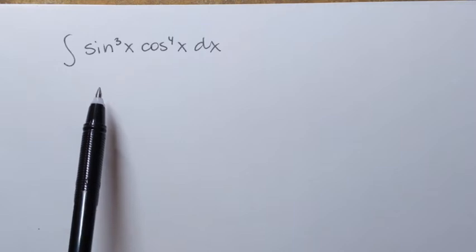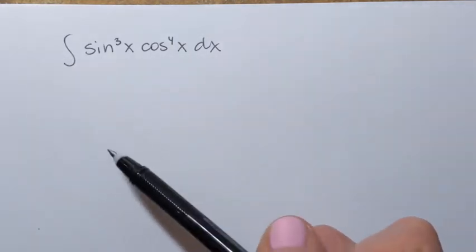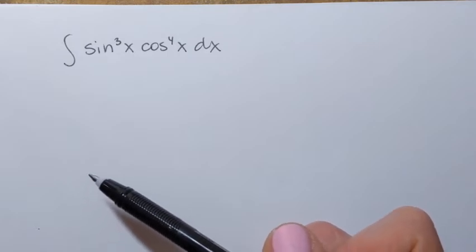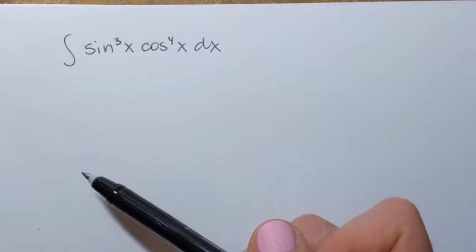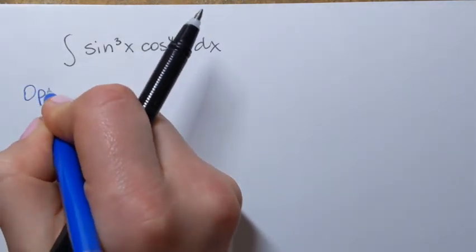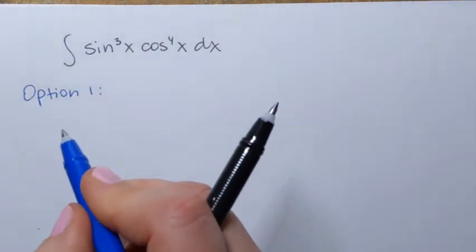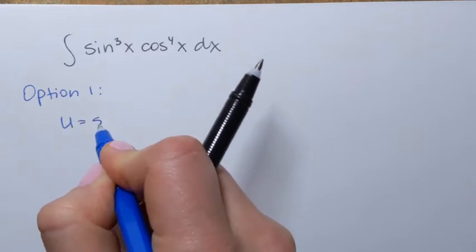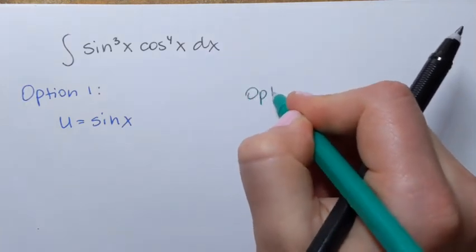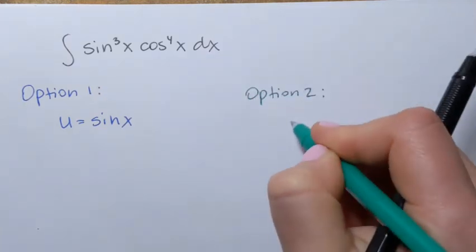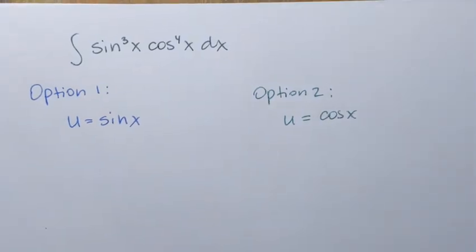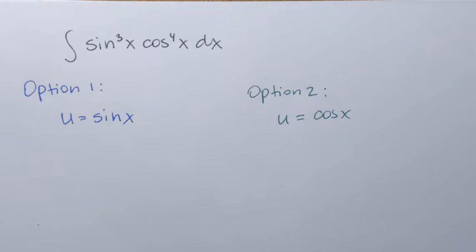Now, if I attempt to use substitution for this integral, I can see that I have at least two options for what u can be equal to. So I'm going to consider both of them. Option 1: I can let u be equal to sine of x. And my second option, option 2, is I can let u be equal to cosine of x. Now let's investigate both of them.